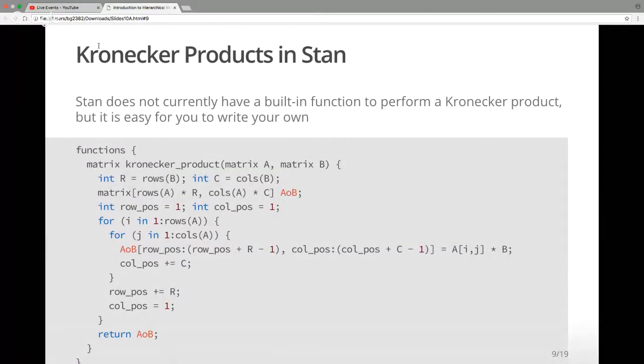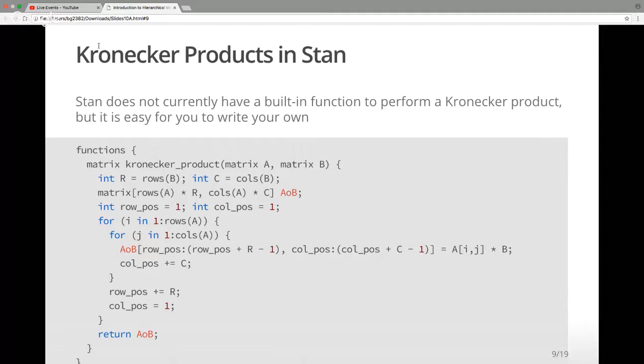The scalar A and the ij element multiplied by the entire matrix B, you just need to stick that into the corresponding block, which can be composed by using the colon operator in Stan, which works much the same way as the colon operator does in R, to give you a sequence of integers from here to there, which defines the block in the big matrix that you're going to return at the end, where you're sticking the product of Aij and B. Once that happens, you need to update your position of where the first column is.